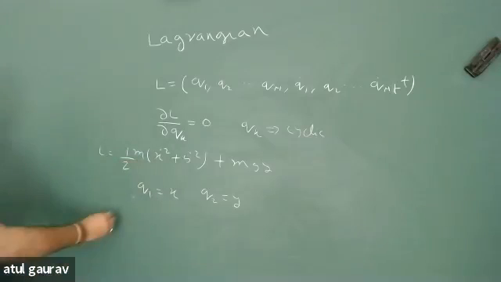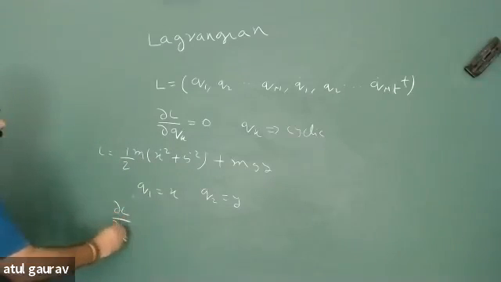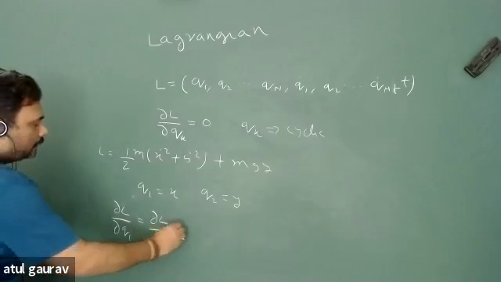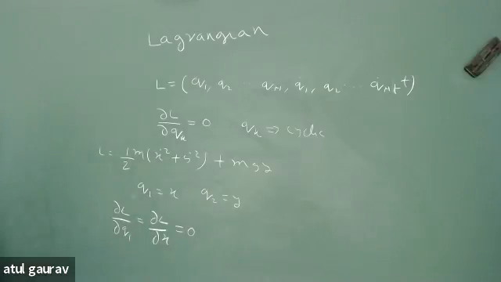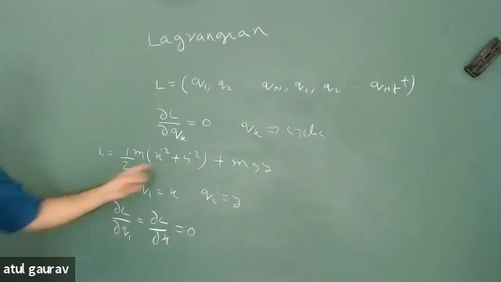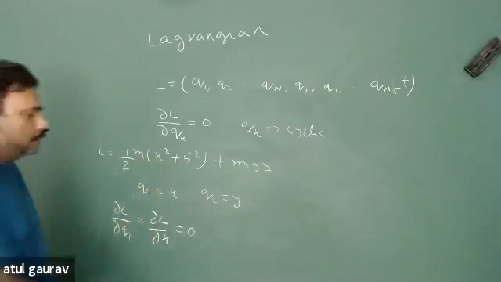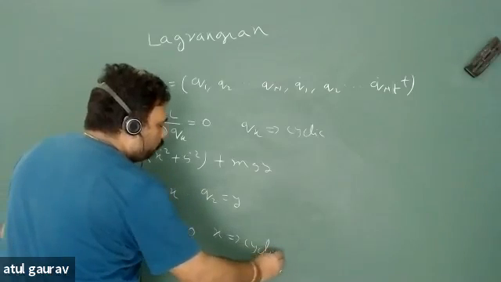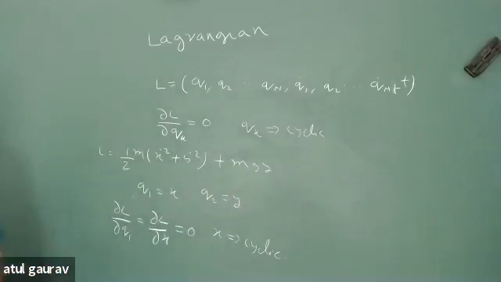Now, if you check here, del L upon del q1, meaning del L upon del x, that will be equal to what? 0. There is no explicit function of x. If it is not an explicit function of x, then it is 0. Then x is said to be a cyclic coordinate. Okay? Do you understand this thing? Yes, sir.